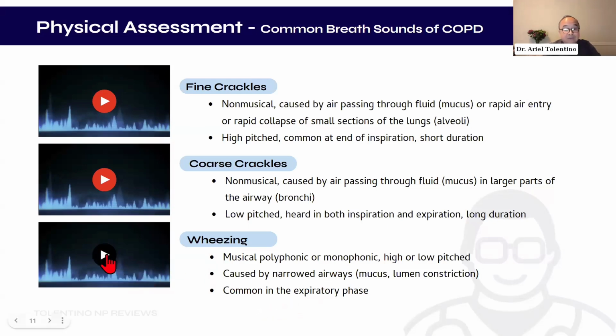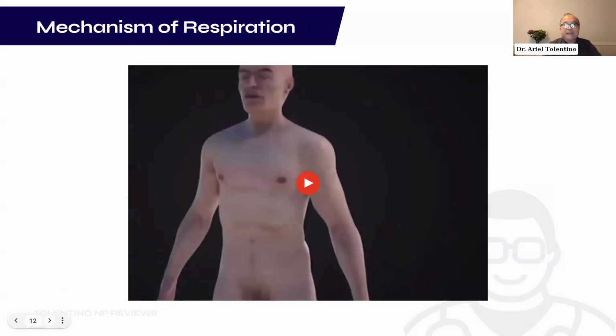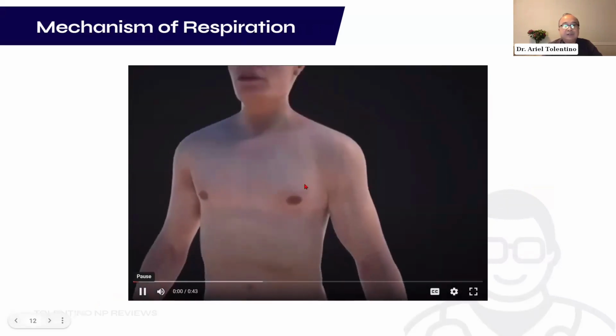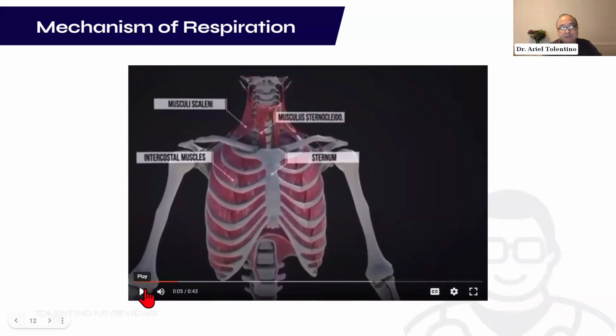Okay, so let's evaluate this wheezing. Okay, so we heard the musical sound in wheezing, very common on expiratory phase. Okay, so let's go to the next slide. The next slide shows us the mechanism of respiration. Now, here we will see the different structures that contribute to effective respiration. And of course, that would be your different muscles.